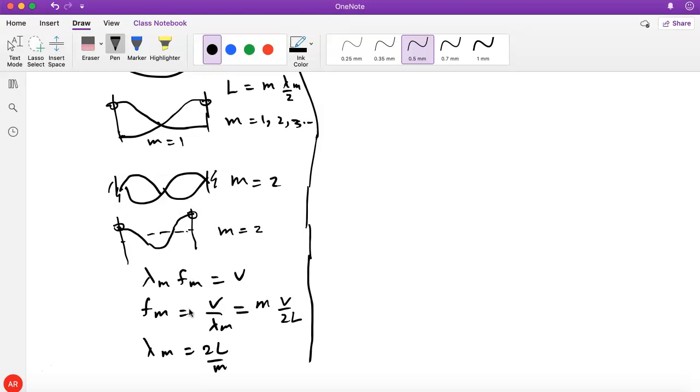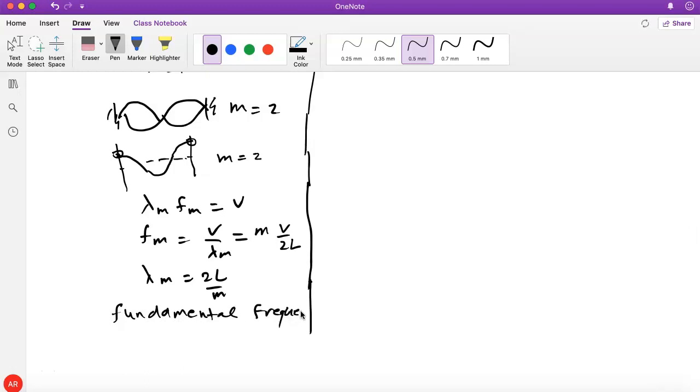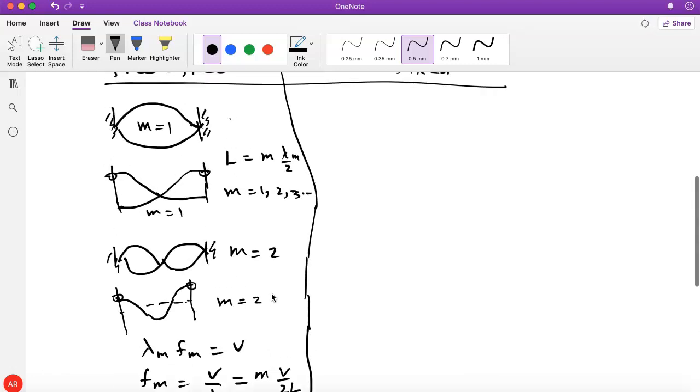They depend on this integer m. And of course, the fundamental frequency is the smallest one. f1 is v over 2L. That corresponds to the case m equal 1.